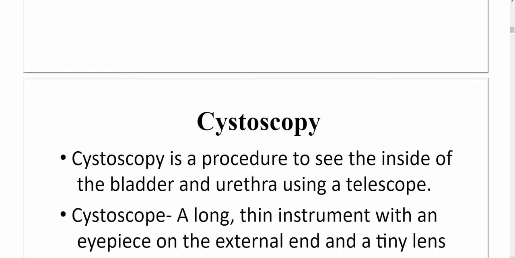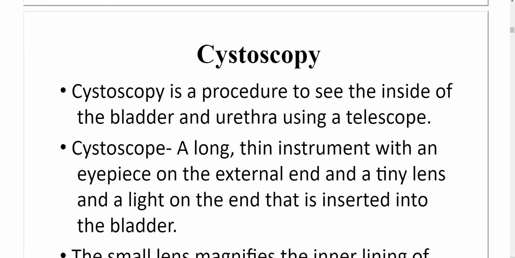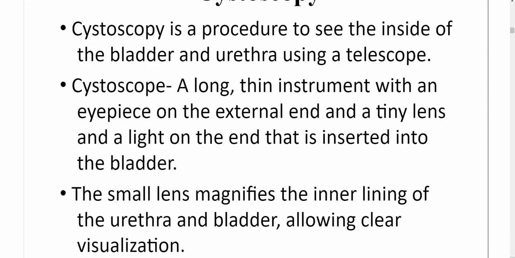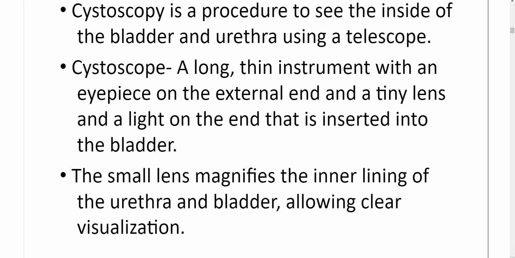Cystoscope is another one. This is a procedure to see the inside of the bladder and urethra using a telescope. So a cystoscope is a long thin instrument with an eyepiece. The eyepiece is like a camera, the external end, and a tiny lens and a light on the end. This light helps us illuminate the inside of the bladder. So it's inserted in the bladder via the urethra, or we can even form a cystostomy, a direct hole, which will lead us directly to the bladder.